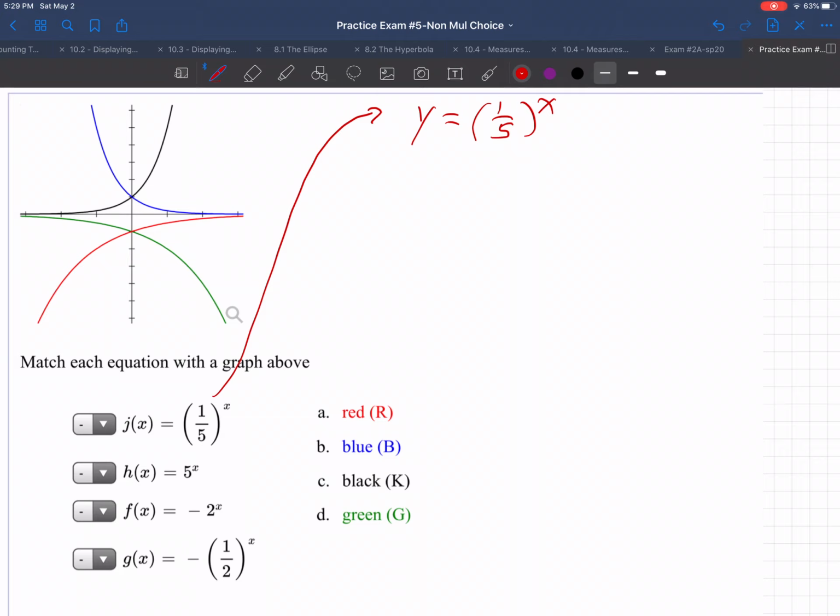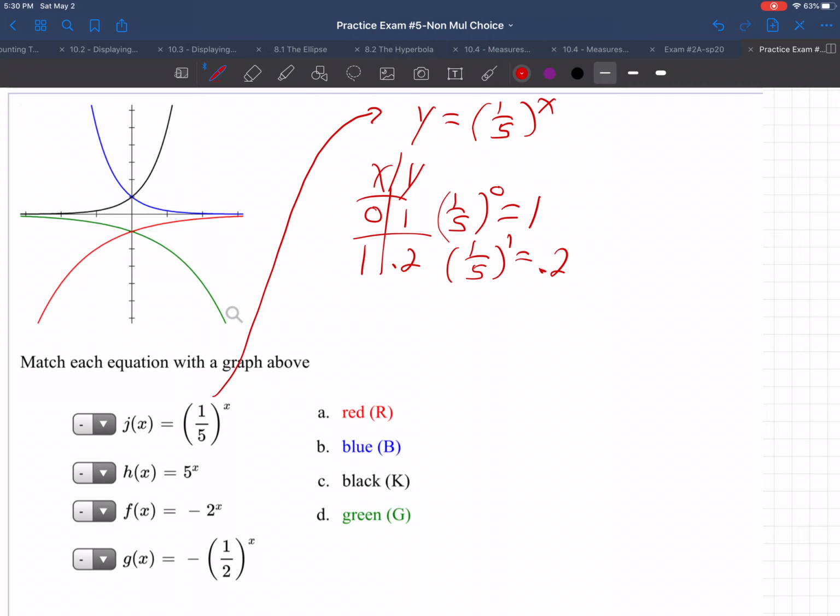I'm just going to make a table for this. So make a little x, y table right over here. Plug in 0, so y will equal 1/5 to the 0. Anything to the 0 power is 1. Plug in 1, you get 1/5 to the 1. On your calculator, that comes out to just 1/5, which is the decimal 0.2. So, plug in 2. 1/5 to the 2, I think that's 0.04. Your calculator will tell you.